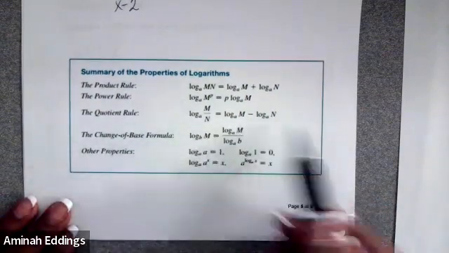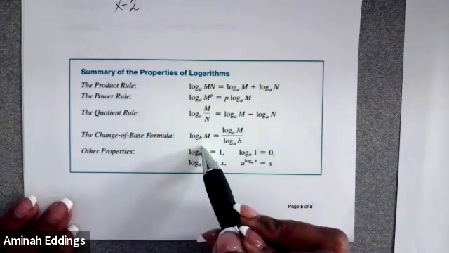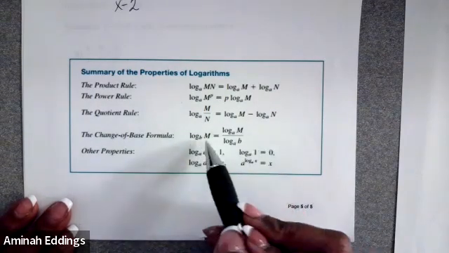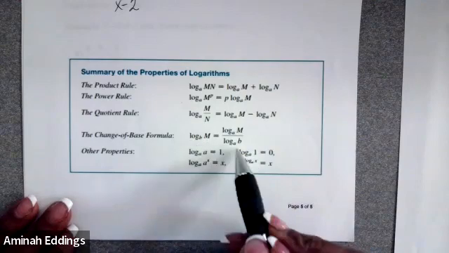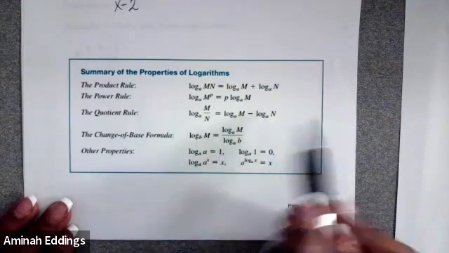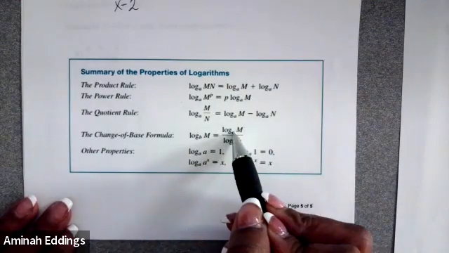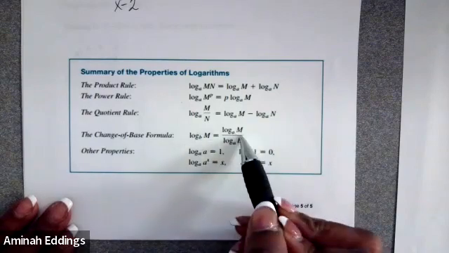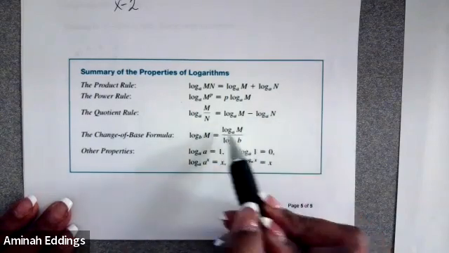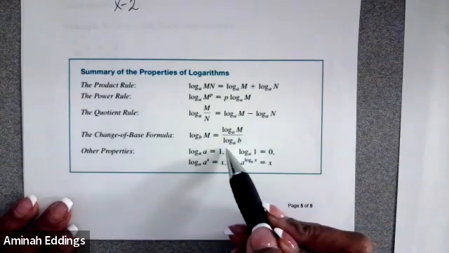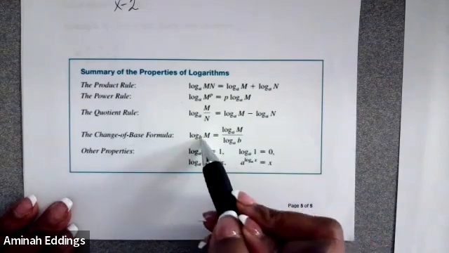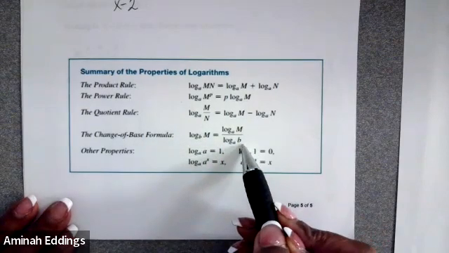The change of base formula says that if we have a log with a base, then we can change this into base on the bottom. So log base A of m becomes log m over log b, and that's just log, your common log. Just remember, base on the bottom.